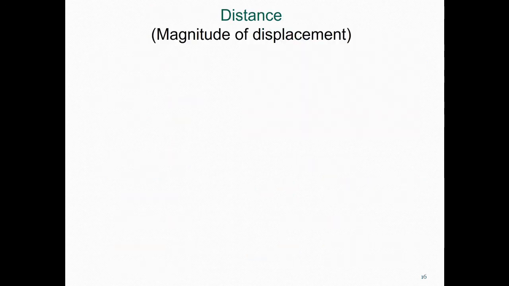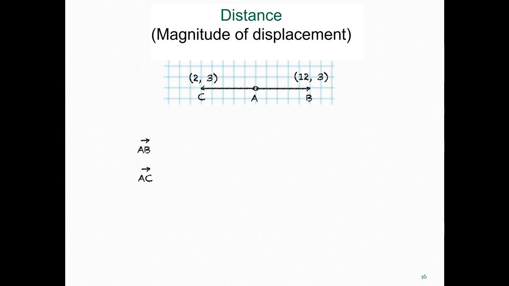Distance and displacement are not the same thing. Distance refers to only the magnitude of a displacement. Here we see two displacement vectors, AB and AC. The displacements between A and B and between A and C are different, since they occur in different directions. So the displacement for AB is +5, the displacement for AC is going to be -5. In contrast, in this example, the distance between A and B and between A and C are the same.